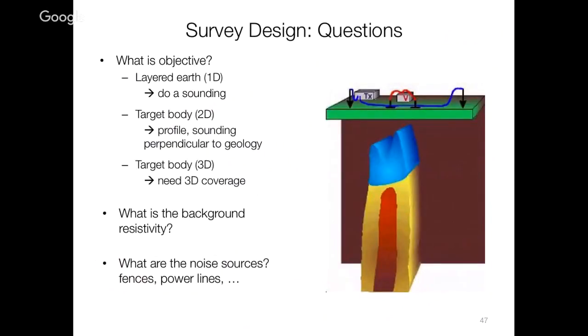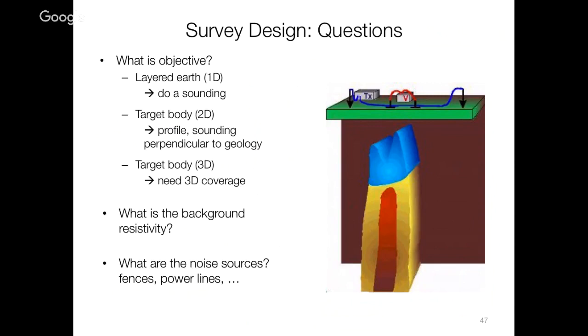Some survey design questions. Again, always ask, what's the objective? If it's a 2D target body, then you just go ahead and do the profile sounding that we talked about, but you do it perpendicular to the geology. And if it's a 3D body, then you need 3D geometry. You need to have sources, transmitters, and receivers everywhere.